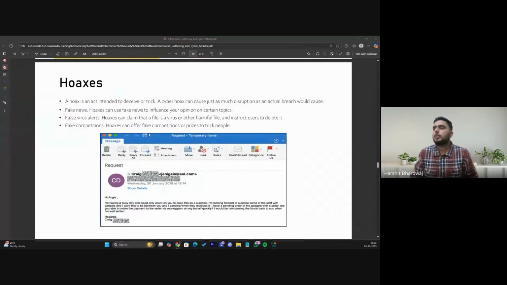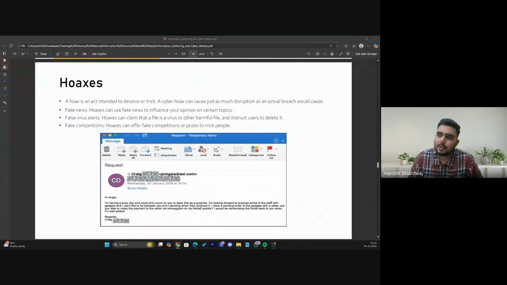So in a hoax, if you see some examples, a hoax can use fake news to influence your opinion on certain topics. For example, when we see on social media somebody running some kind of propaganda agenda, showing you news and some facts, or maybe spreading misinformation by telling you lies, that is also a kind of hoax. Sanjay, absolutely. Correct. This would be one example of this thing.